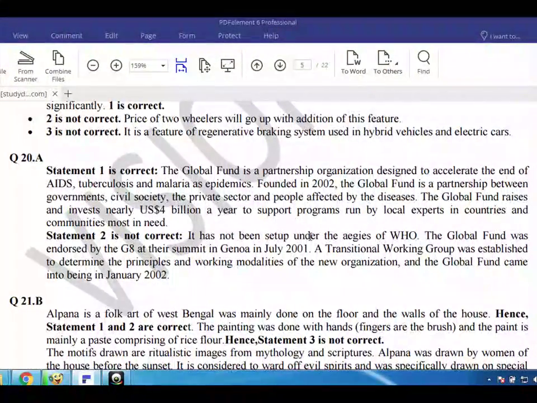Statement 2 is not correct. It has not been set up under the G8's SWIFT. The Global Fund was endorsed by the G8 at their summit in Genoa in July 2001. A transitional working group was established to determine the principles and working modalities.